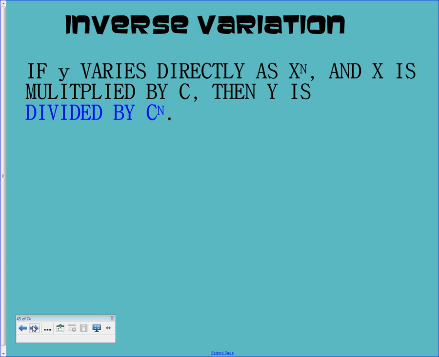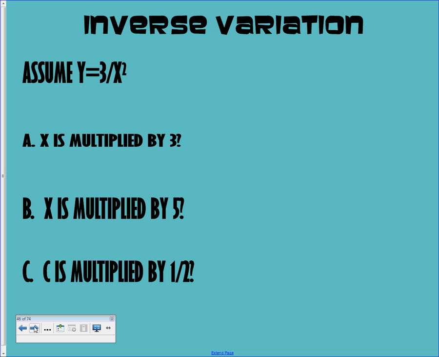Now inverse is going to be the same, only now it is going to be divided. So it is now divided by c to the n. So c and n stay the same, but now with inverse, your word is going to be divided by. So now we can assume that y equals 3 divided by x squared. What happens when x is multiplied by 3? So my c is 3, and my n is my exponent. In this case, it's a 2.